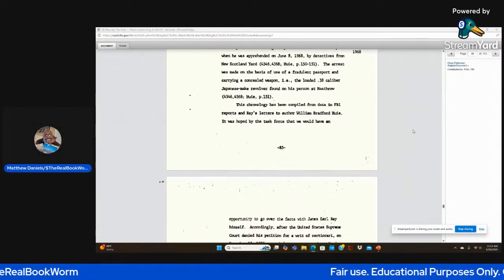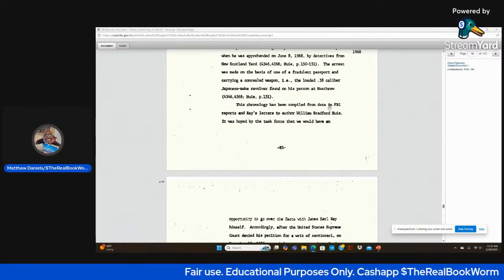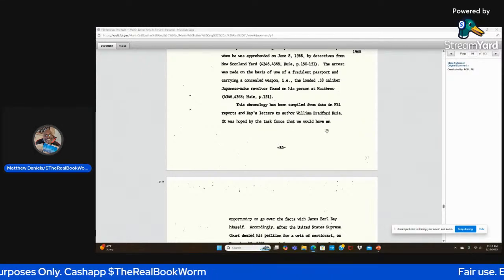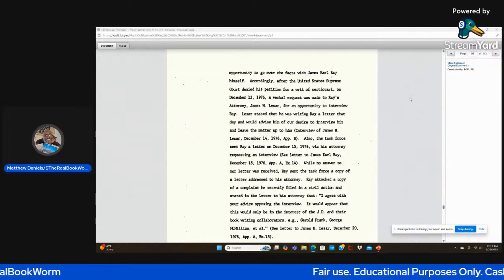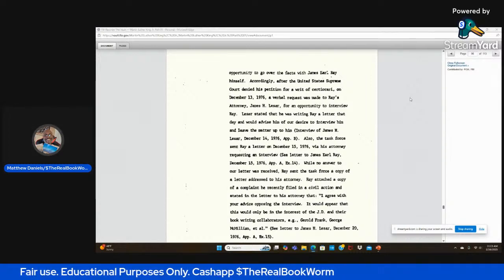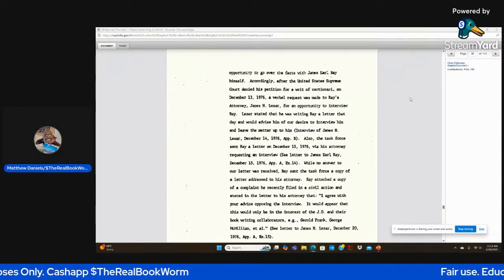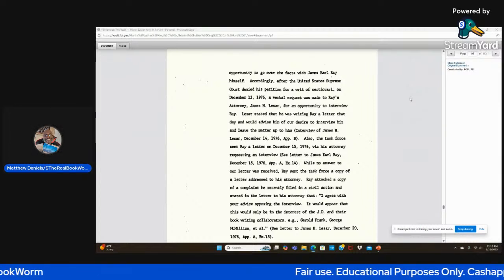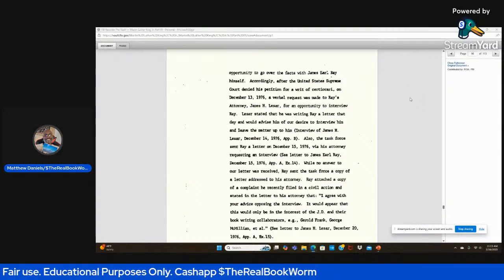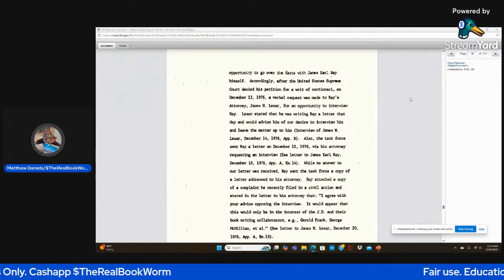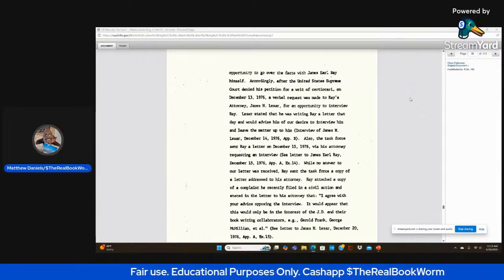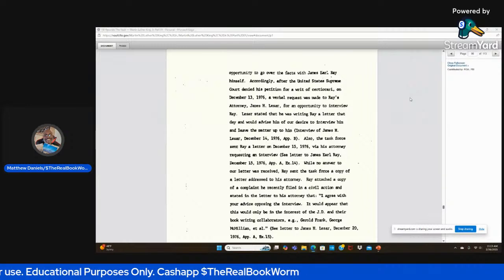He's the patsy. This chronology has been compiled from data in FBI reports and Ray's letters to author William Bradford Huie. It was hoped by the task force that we would have an opportunity to go over the facts with James Earl Ray himself. Accordingly, after the United States Supreme Court denied his petition for a writ of certiorari on December 13, 1976, a verbal request was made to Ray's attorney, James H. Lesar, for an opportunity to interview Ray. Lesar stated that he was writing Ray a letter that day and would advise him of our desire to interview him and leave the matter up to him.